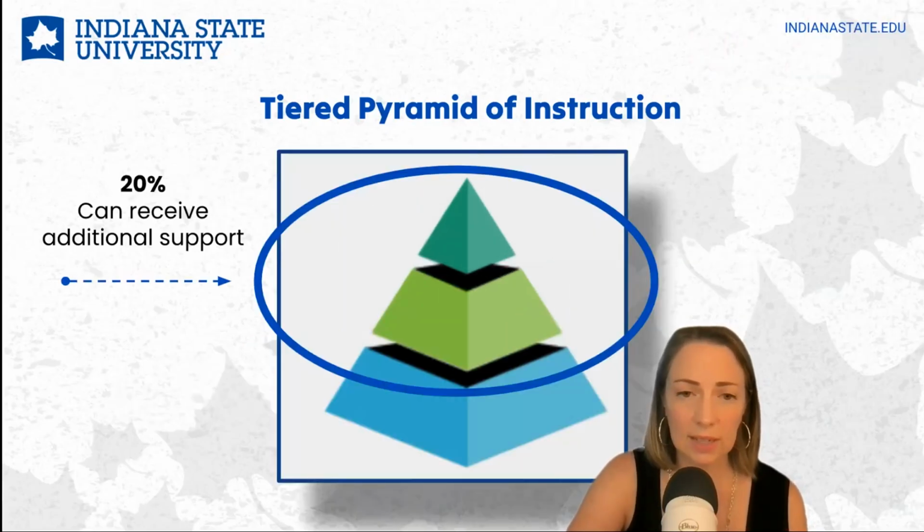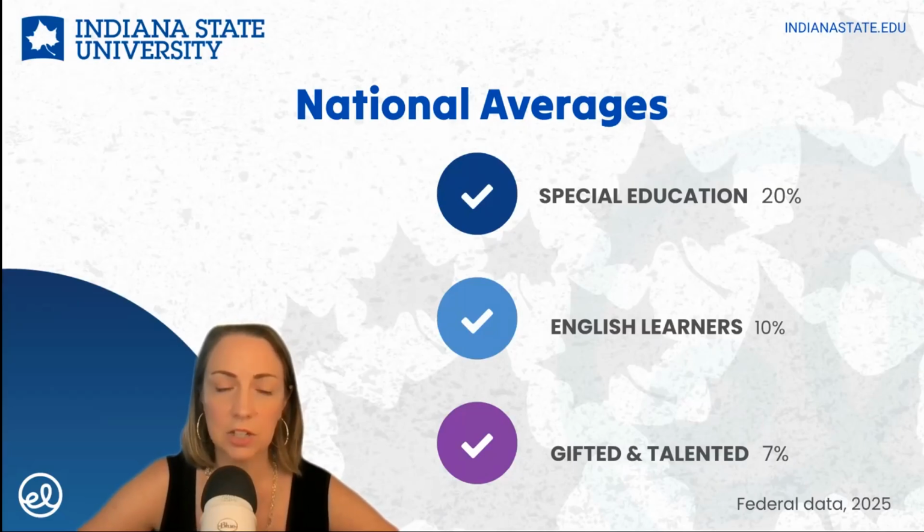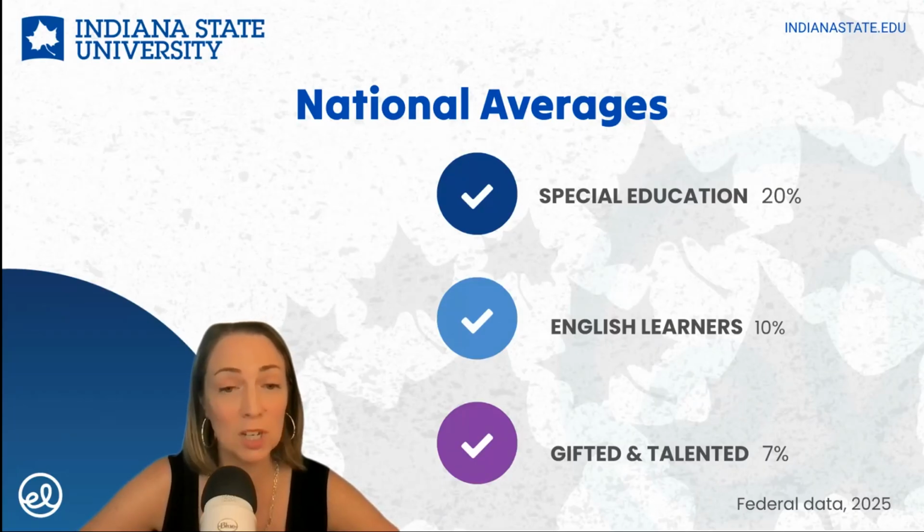Our school logistically can additionally support 20% of our student population. So that can be through special education services, through remediation, through ELL support, but we're at about 20% capacity because that's how we've structured our schools logistically. But if we take a look at our national averages, approximately 20% of the student population are special education students. We have an additional 10% of students that need English language learning support, and then 7% that are gifted and talented. So just doing our general math, this is 37%, which is more than that 20% we can logistically provide for.